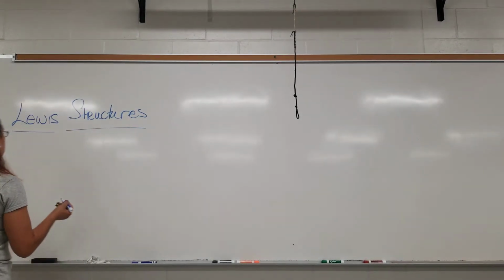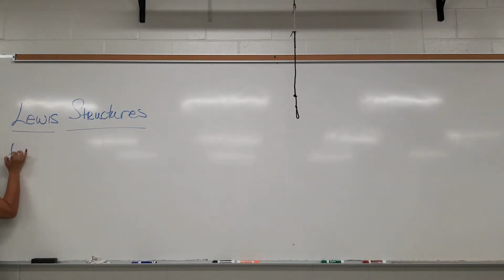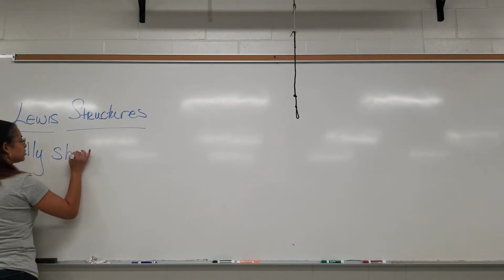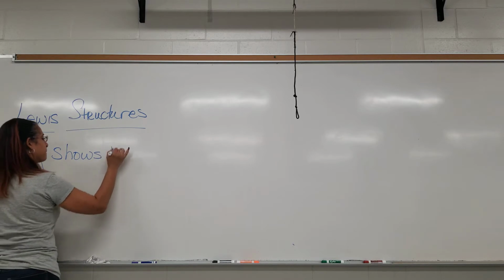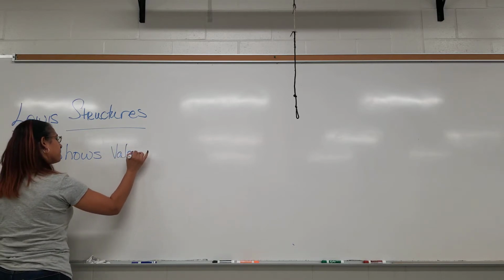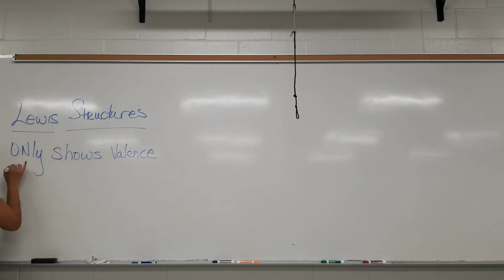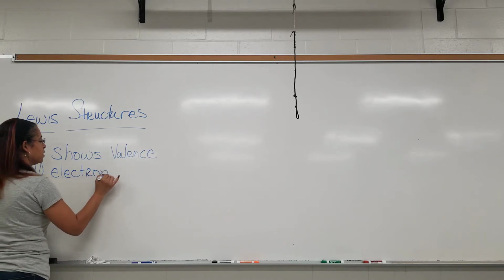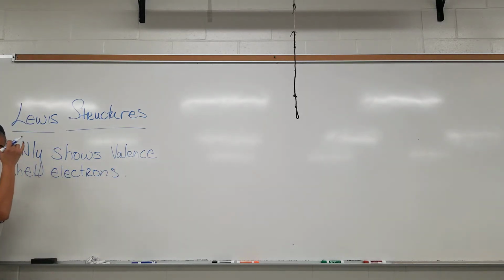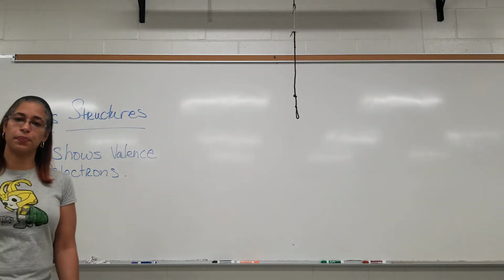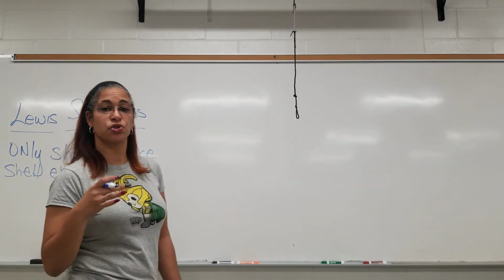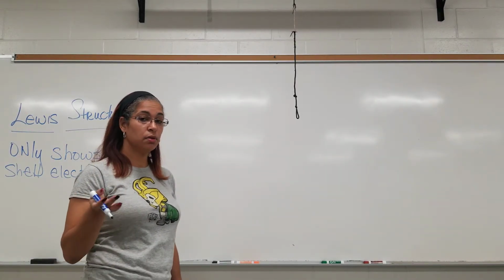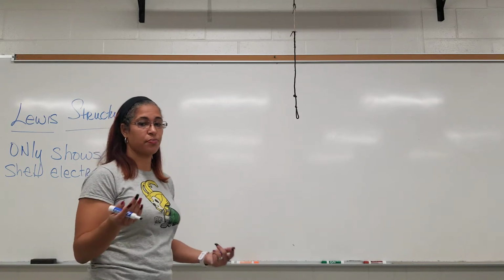Okay, so let's just go ahead and document that. It only shows valence shell electrons. The way a Lewis structure is done is very simple. Basically, it just shows the atomic symbol with the number of valence electrons represented.